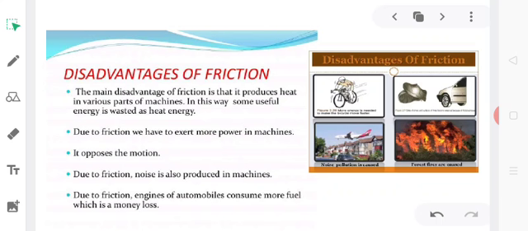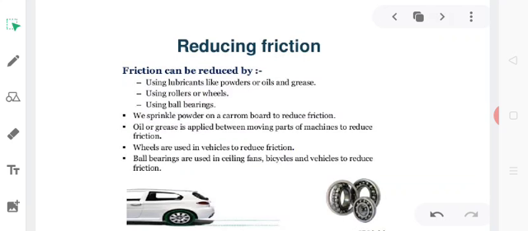So we can see that it acts both as an advantage as well as a disadvantage. So it is referred to as a necessary evil. Obviously, where it is acting as an advantage, we would be required to devise methods to increase the amount of friction. On the other hand, where it is acting as a disadvantage, we would be trying to figure out methods so as to reduce the amount of friction. Let's begin with that. Some of the ways of reducing friction.